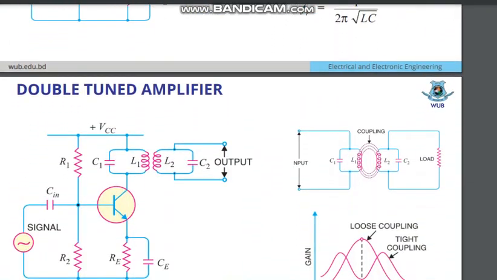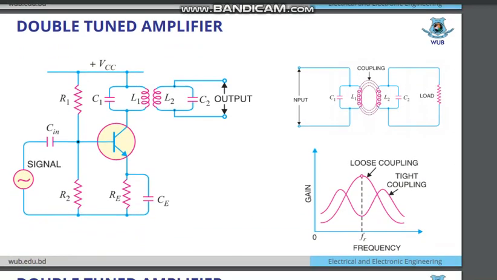Now the double tuned amplifier. The same thing is here, but here you can see there is a coupling. In the double tuned amplifier, you can see there are two inductors put face to face to couple the magnetic field between these two, L1 and L2. That is the coupling that you can see here. There is the load side, and there is the input side. So that is the double tuned amplifier.